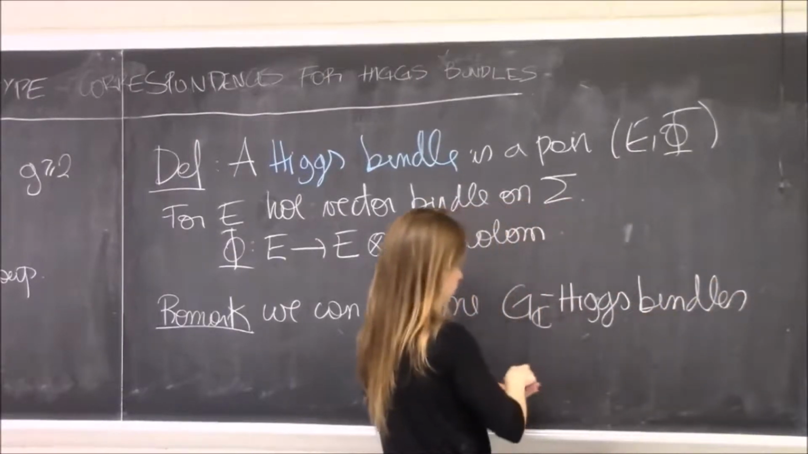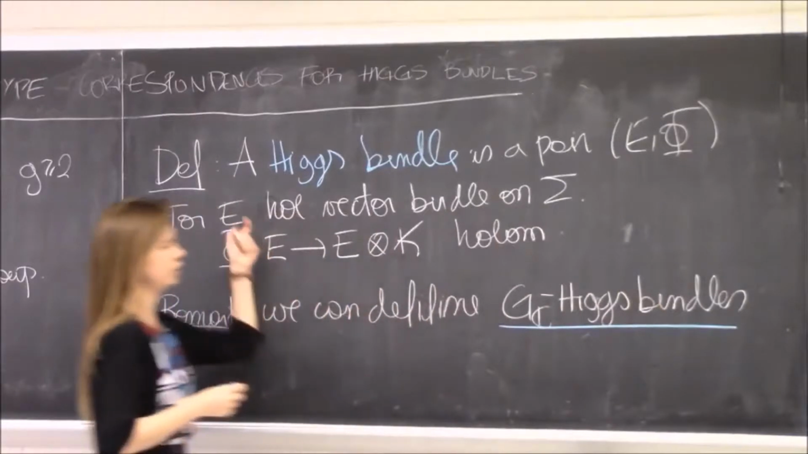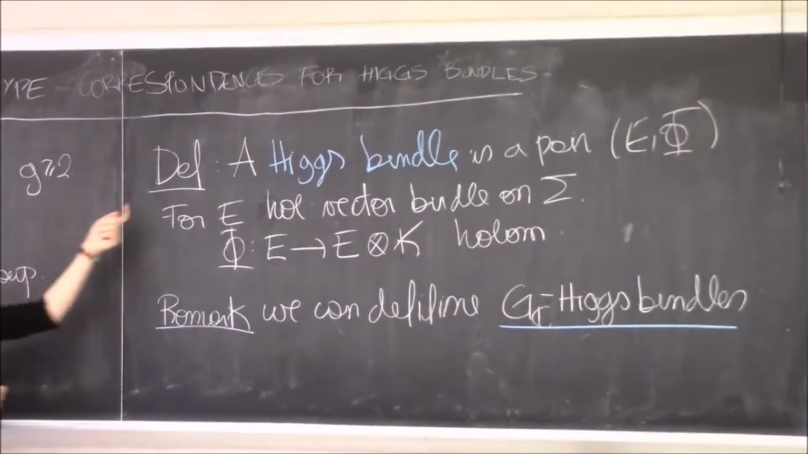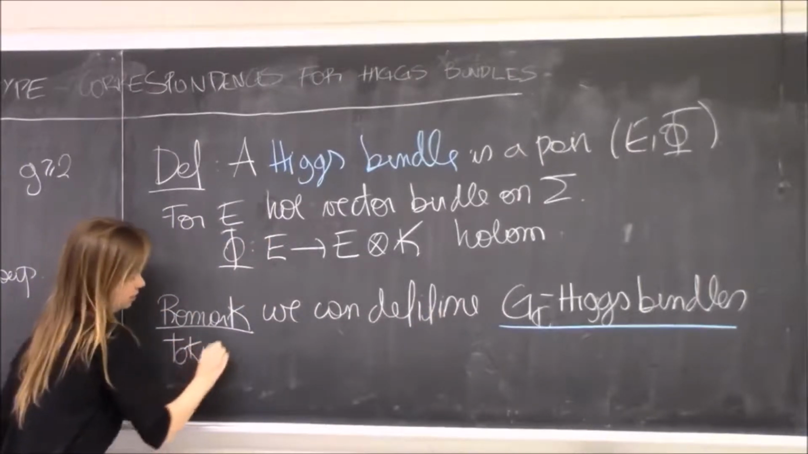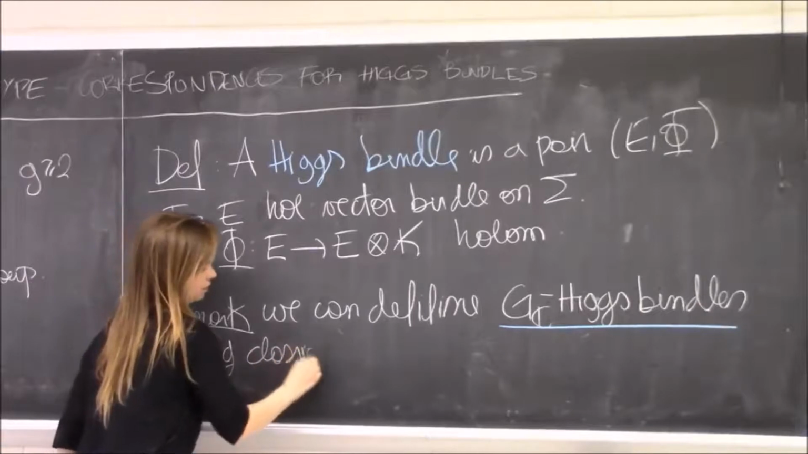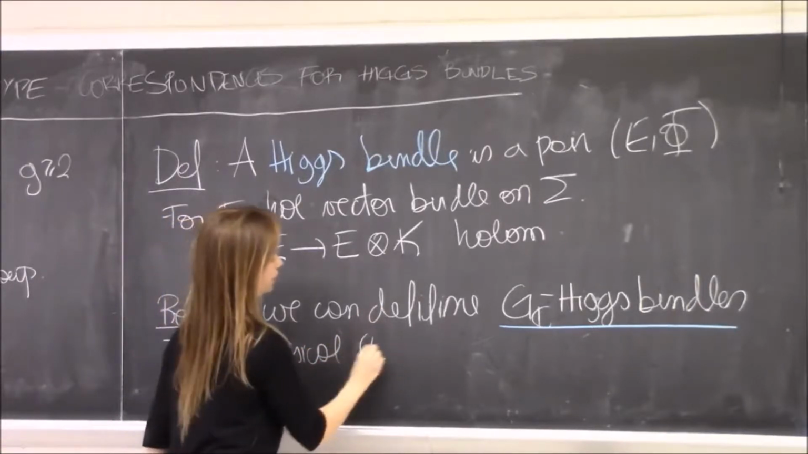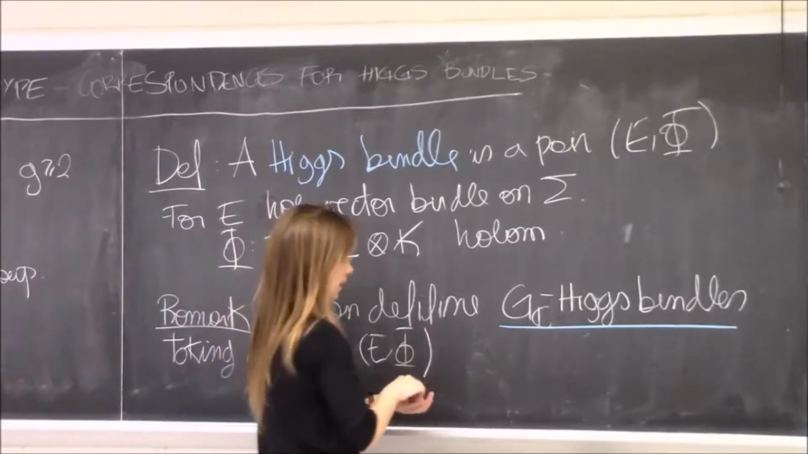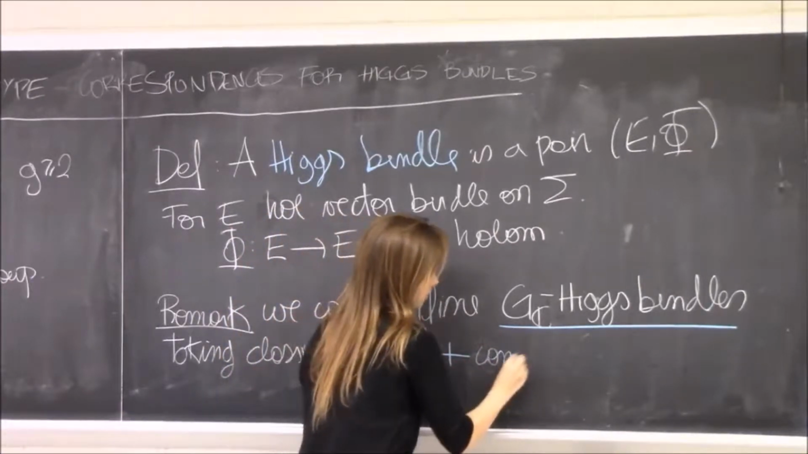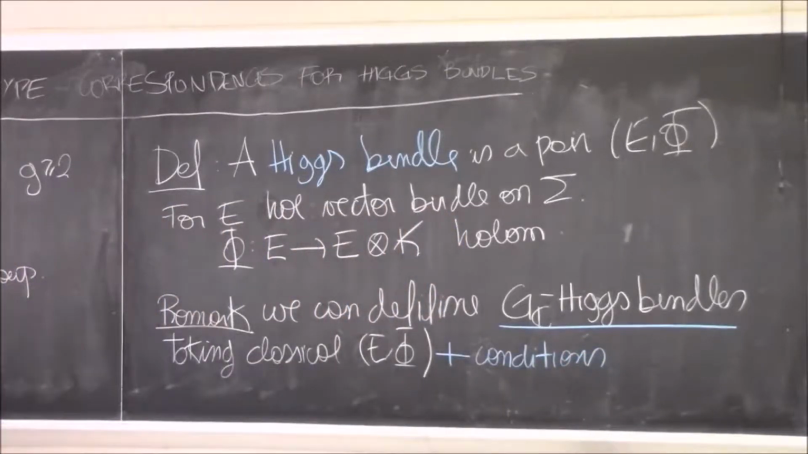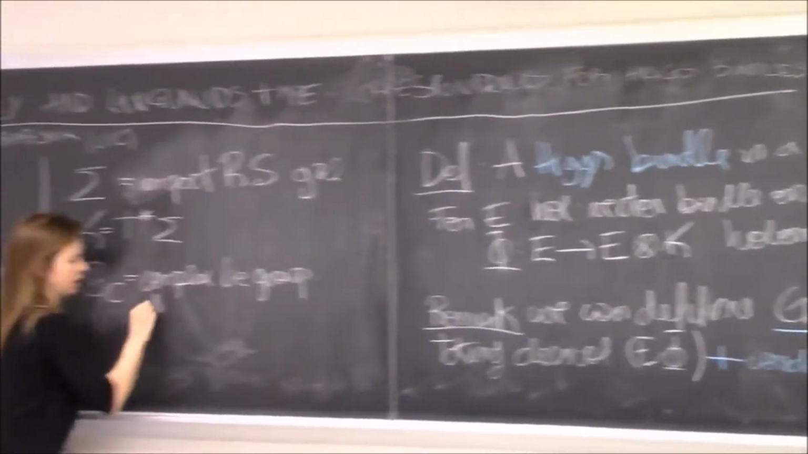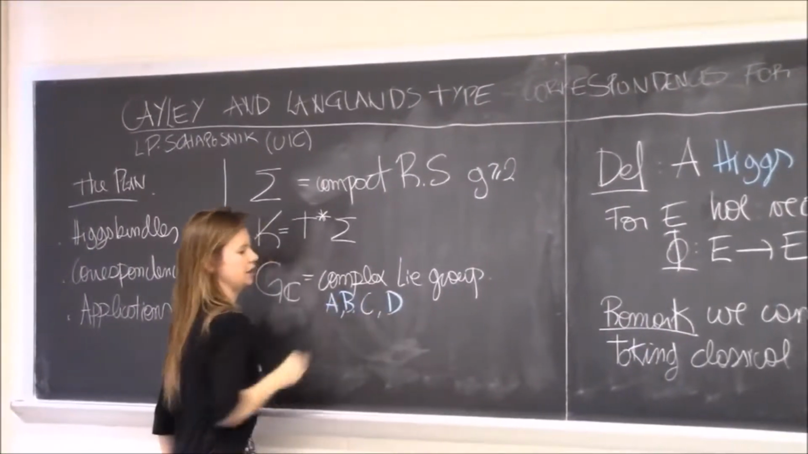and the only thing that you need to consider is your original definition, and add some conditions reflecting the nature of GC. So taking the classical (E, phi) and add conditions. So you're thinking of GC as a subgroup of SL(n, C), or GL(n), really. Yes, so the groups that we're going to take are of type A, B, C, D, let me put here.